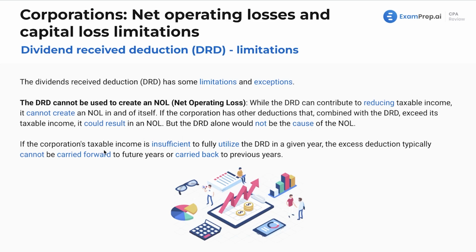Now, if the corporation's taxable income is insufficient to fully utilize the DRD in a given year, the excess deduction typically cannot be carried forward to future years or carried back to previous years.